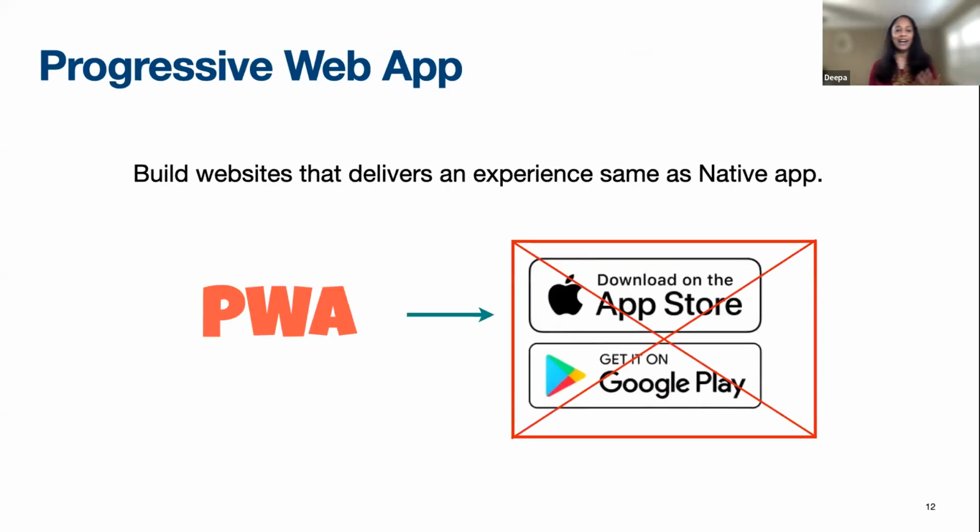So with that said, progressive web apps are websites that you can build and deliver the same experience as native apps. And you do not have to go through the hassle of getting it approved from the App Store or the Google Play Store. Besides, it also cuts down a lot of costs for you.